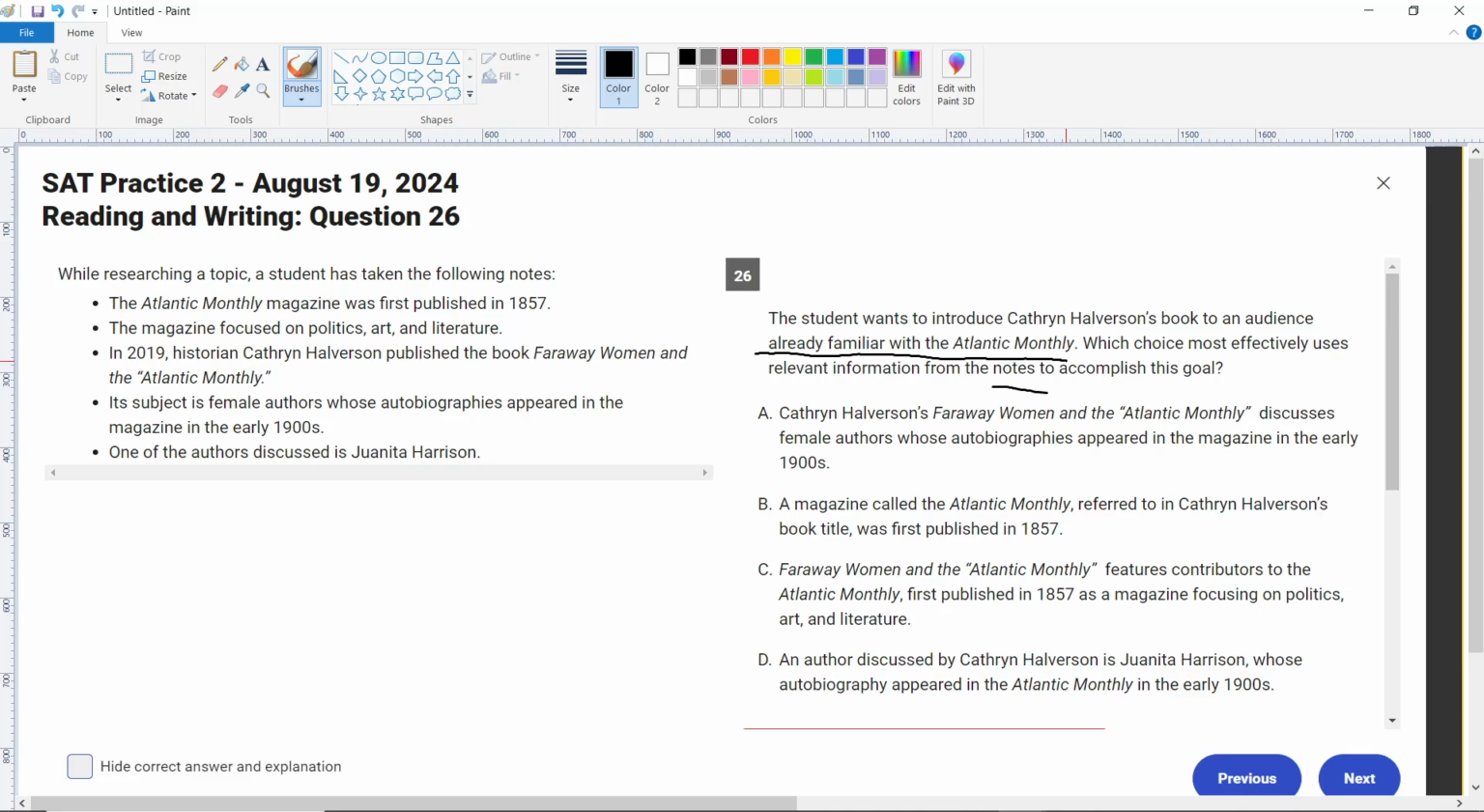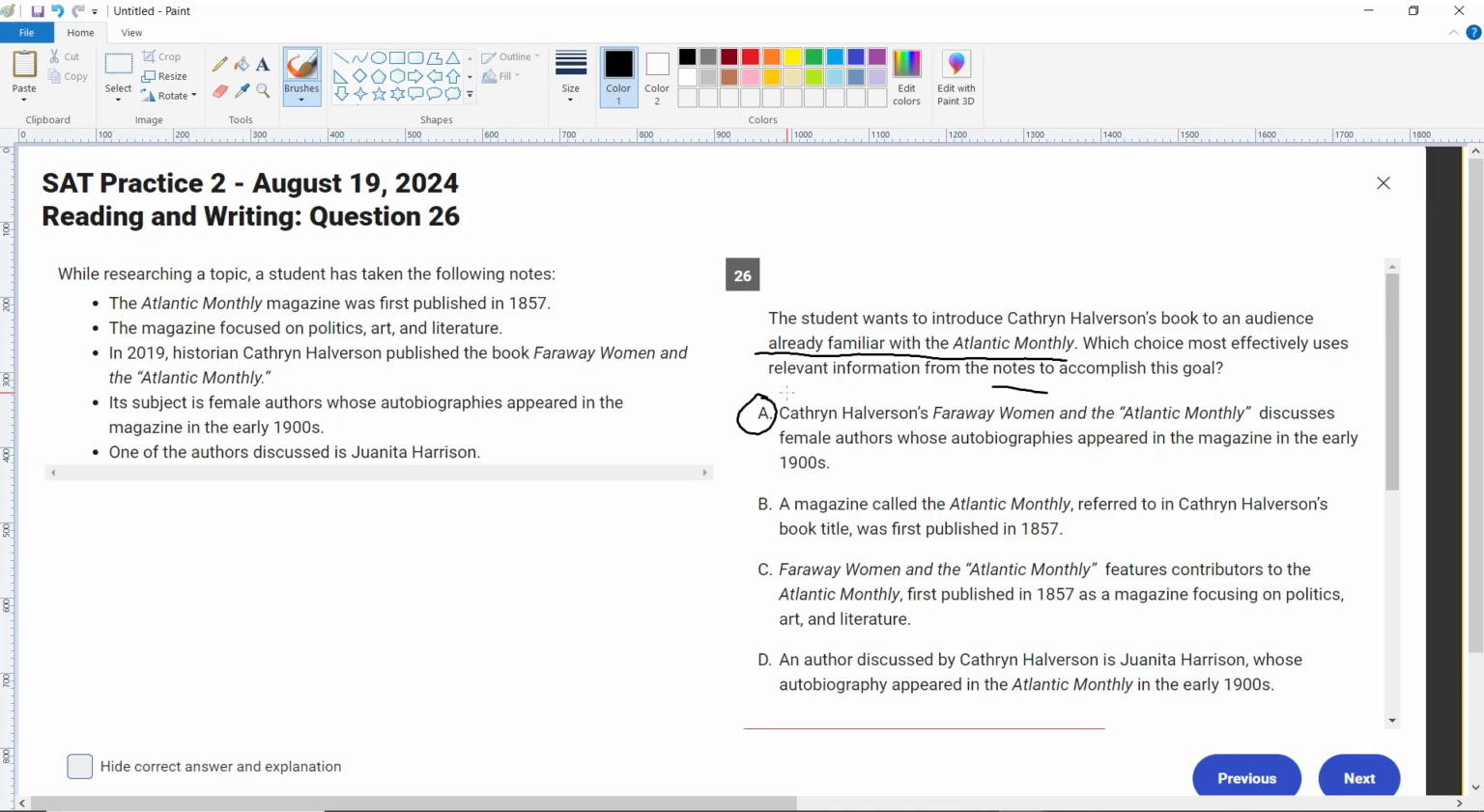A, Katherine Helverson's book, or Katherine Helverson's Faraway Women and the Atlantic Monthly, discusses female authors whose autobiographies appeared in the magazine in the early 1900s. Now, I'm not sure if that's a book, but if that's the book, A certainly introduces it to someone already familiar. It doesn't describe Atlantic Monthly, it talks about the title of this thing. If it's a book, I'm good.